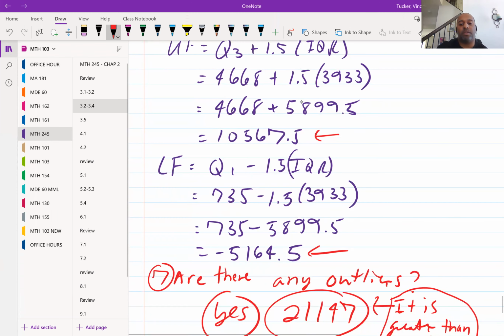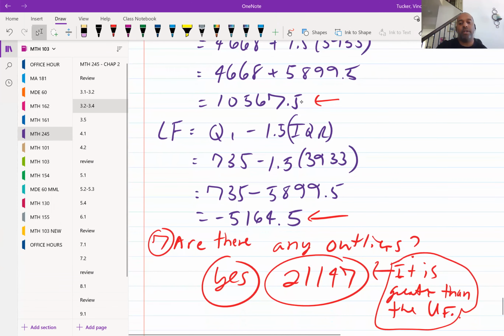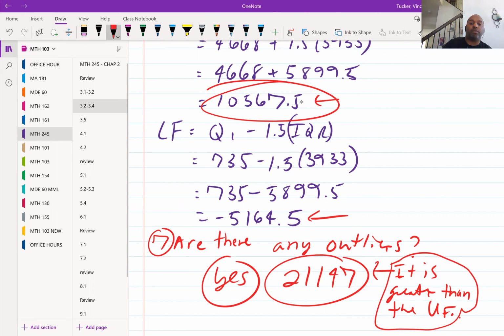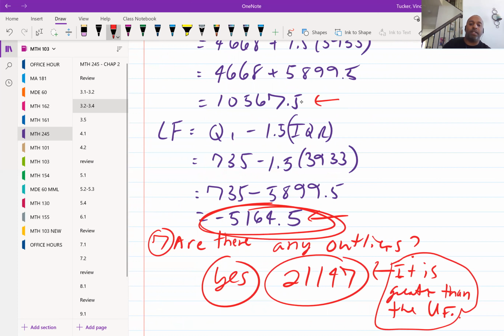And then to finish this off, are there any outliers? The answer would be yes, because 21,147 is greater than 10,567.5. So any number that's greater than this number would be considered an outlier. Any number that's less than this number would be considered an outlier. So you just go back to your data set and do your comparison.